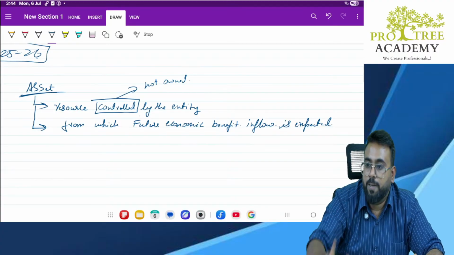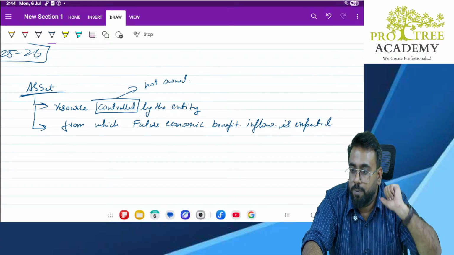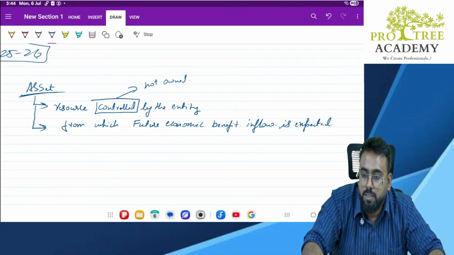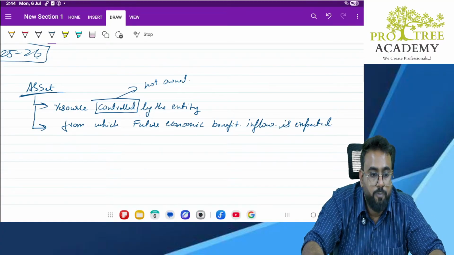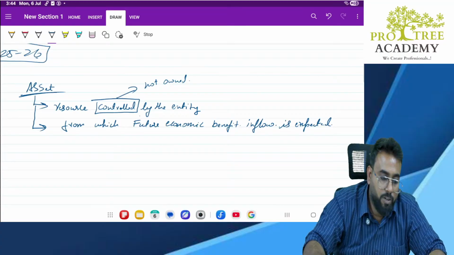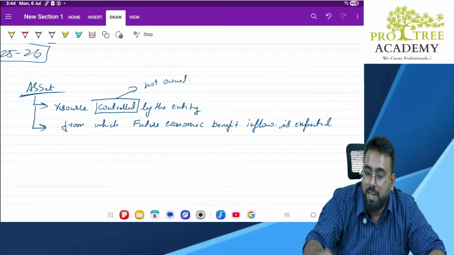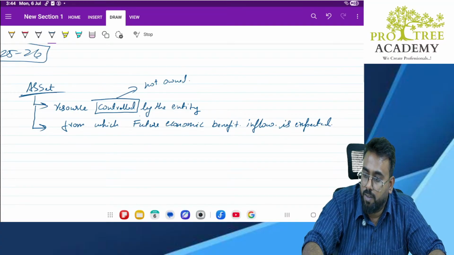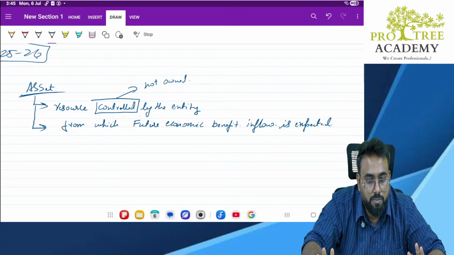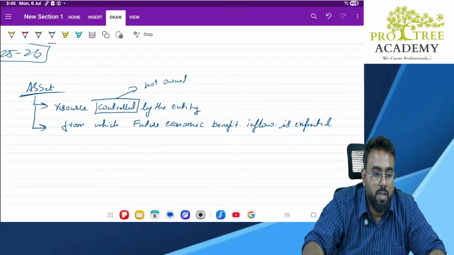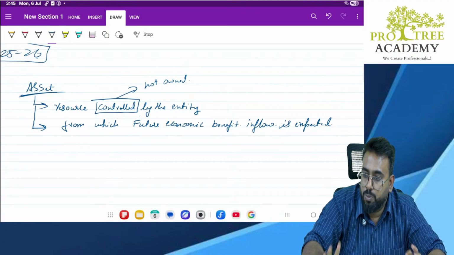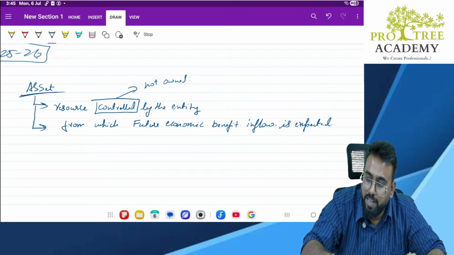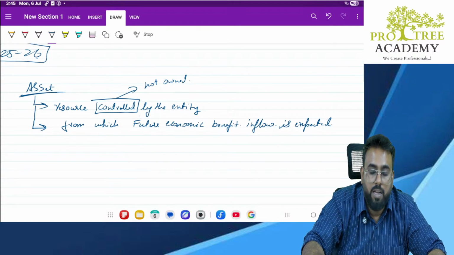Correct? Now, let's take an example of a laptop. So you have a company, and you have a laptop which you are using for billing. Now my question to you: is the laptop a resource to you? Everybody knows what a resource is. So, is the laptop a resource to you? Correct. That means you can use it.